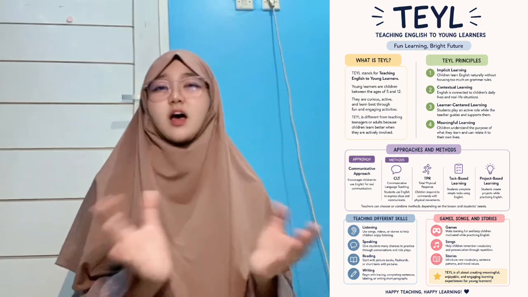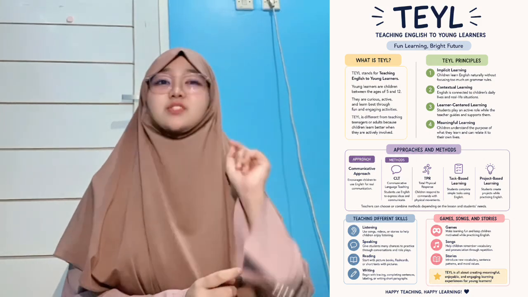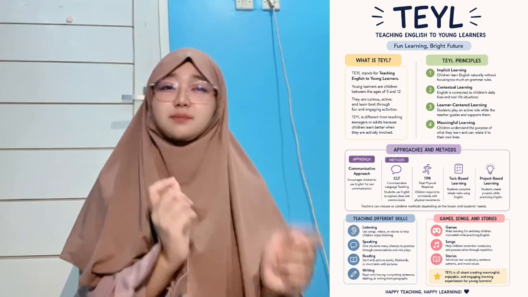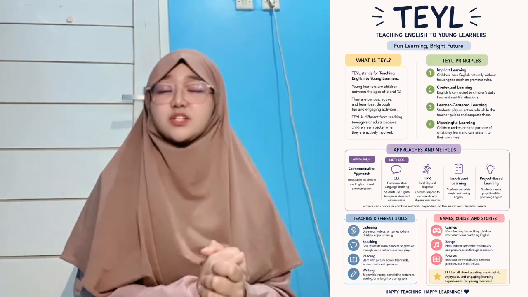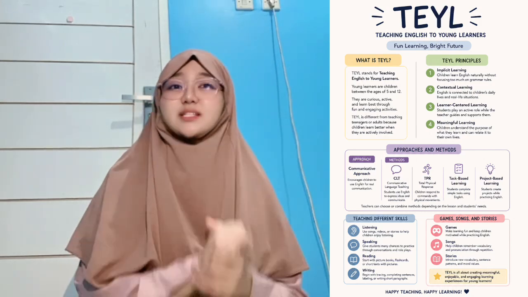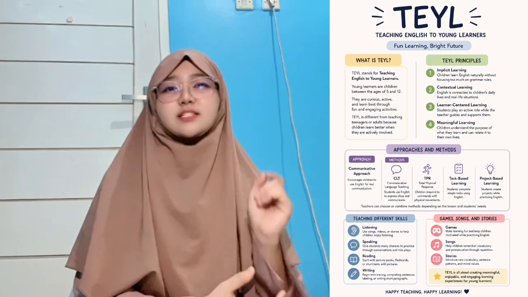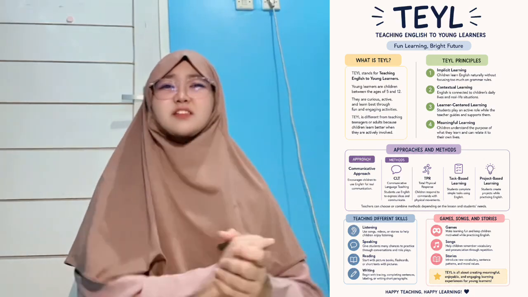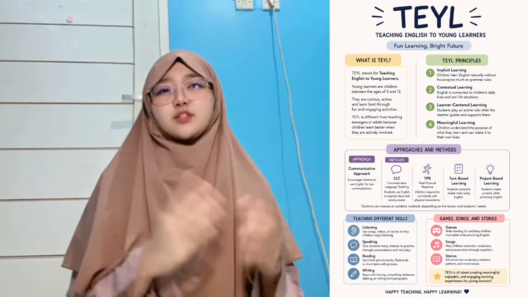Each method has its own strengths, so teachers can choose or combine them depending on the lesson and the students' needs. Now, let's talk about how to teach different language skills to young learners. For listening, teachers can use songs, short videos, or simple stories. Children usually enjoy listening to interesting sounds and watching colorful animations. For speaking, teachers should give students lots of chances to practice. For example, they can have simple conversations, do role plays, ask and answer questions, or introduce themselves.